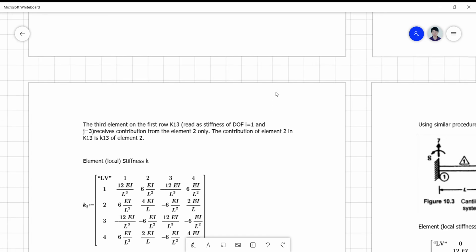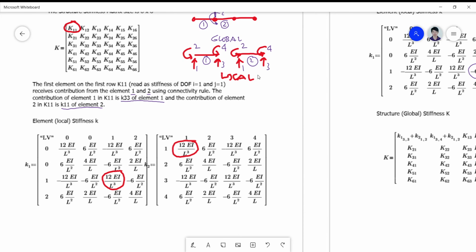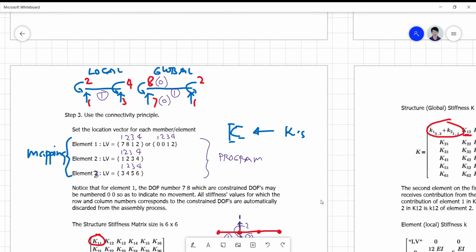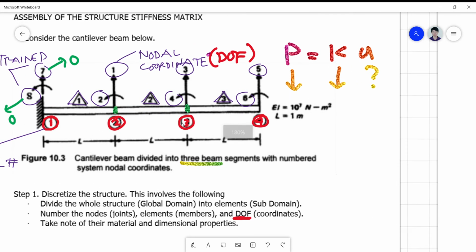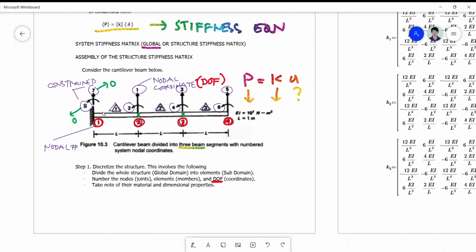Okay, why? Because if you look at this, let's not draw it. You just look directly on the figure here, because the connectivity principle is simplified by simply looking at your figure. So we are now on 1 and 3. The connectivity of 1 and 3 is only contributed by one member, which is member number 2. And that member number 2 has a local coordinate of 1 and 3 also. It so happened that they are the same.